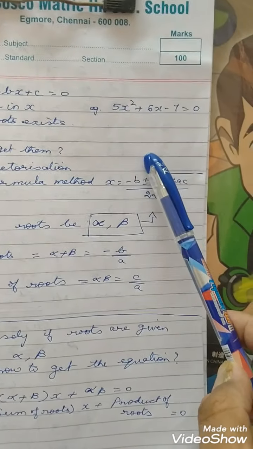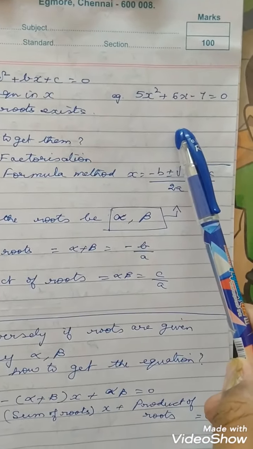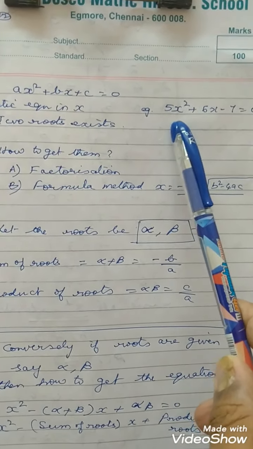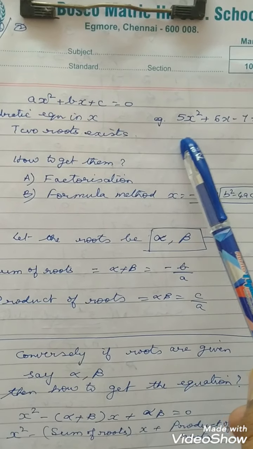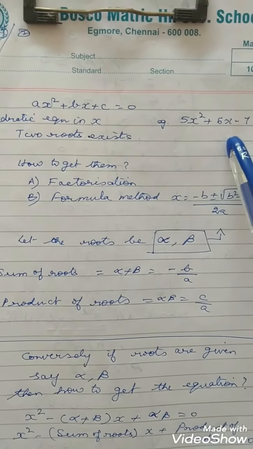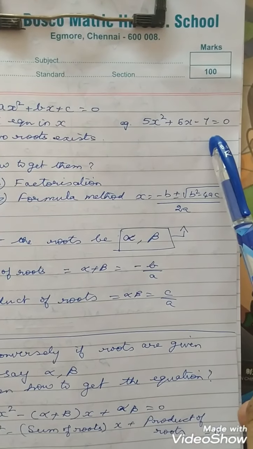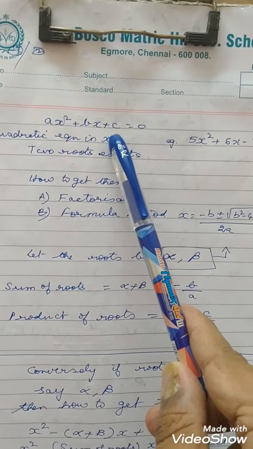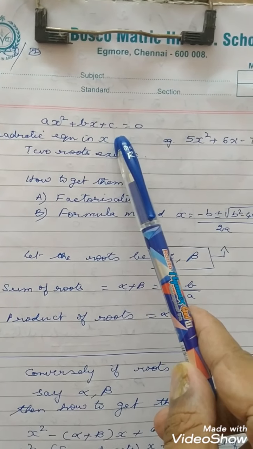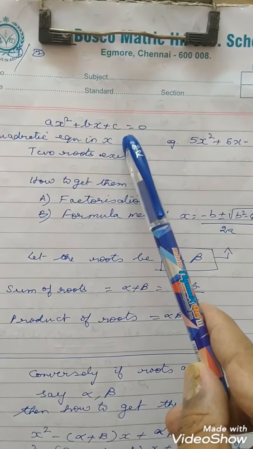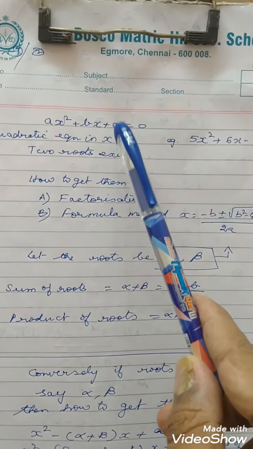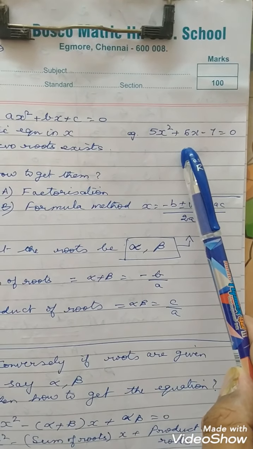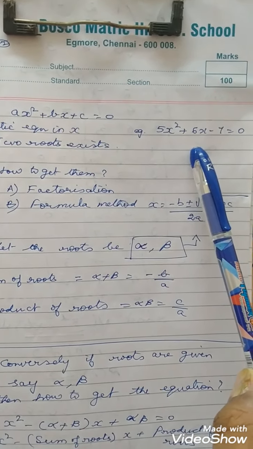Just giving you a simple example, 5x squared plus 6x minus 7 equal to 0. So here a value is equal to 5, b value is equal to 6, and c value is equal to minus 7. Now that you're given an equation and you're asked to find its roots, we're just taking you back to 10th standard.